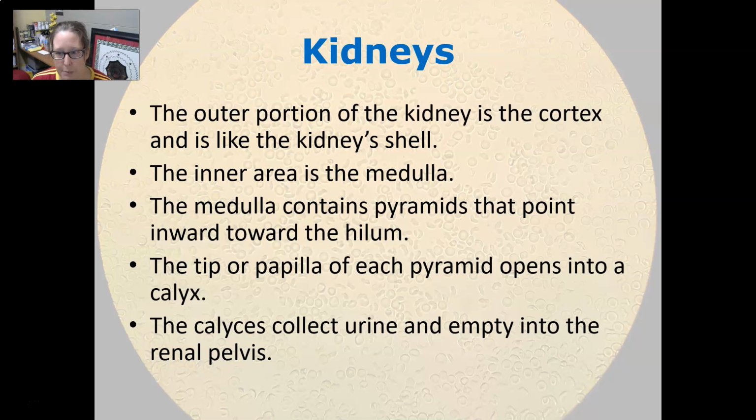The medulla contains pyramids that point inward toward the hilum, and the tip or the papilla of each pyramid opens into a calyx, and the calyces collect urine and empty it into the renal pelvis. I like to think of the calyx or calyces as little funnels. So there are minor calyces, which are small funnels, and they empty into larger calyces, which are larger funnels, which empty into the renal pelvis, which is the largest funnel, and then it empties into the ureter.